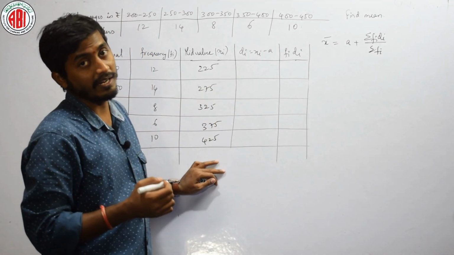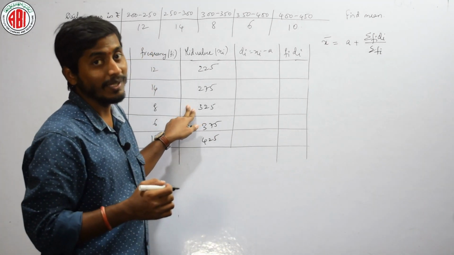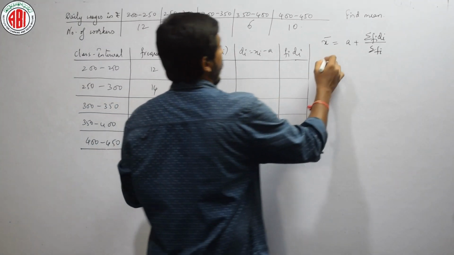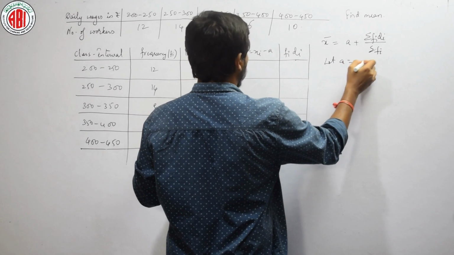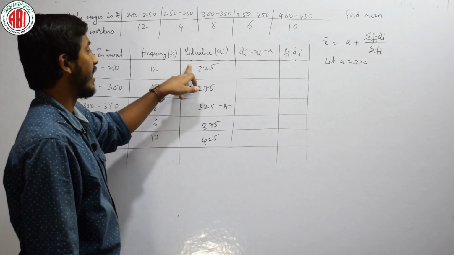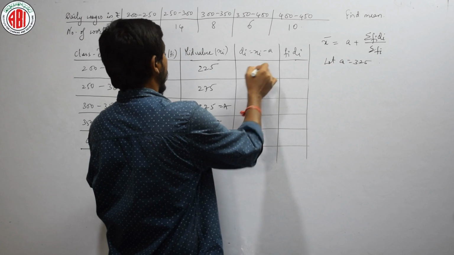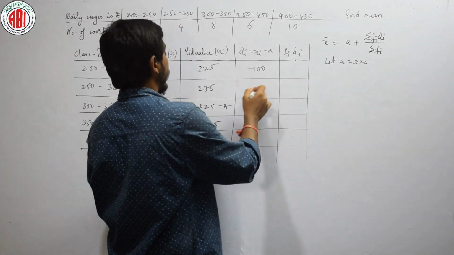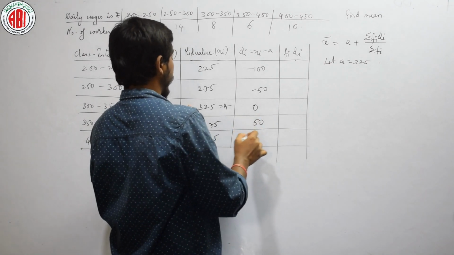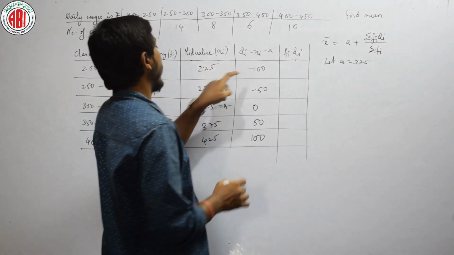Then what is the assumed mean here? We consider the middle value as the assumed mean. Let A be equal to 325. Now let us subtract: xi minus A. 225 minus 325 is minus 100. 275 minus 325 is minus 50. Here it is 0. 375 minus 325 is 50. 425 minus 325 is 100.